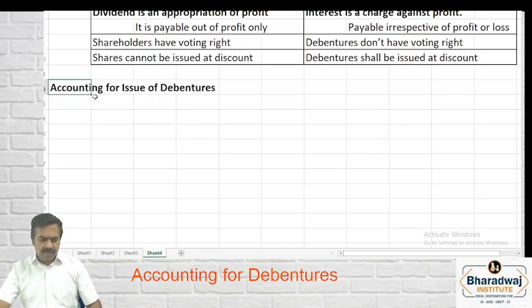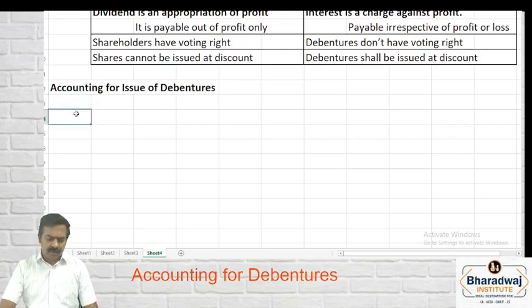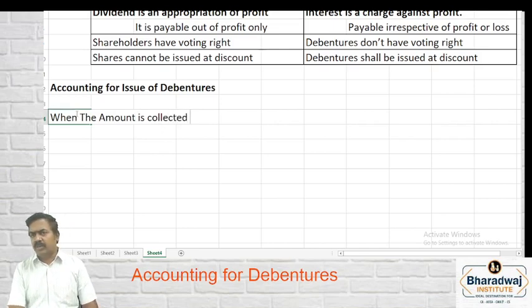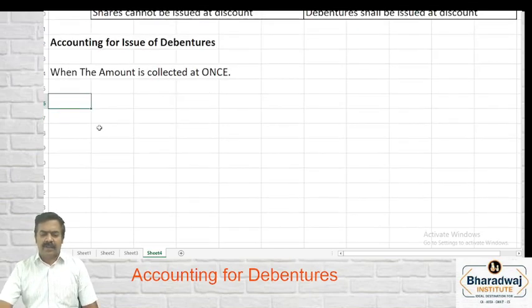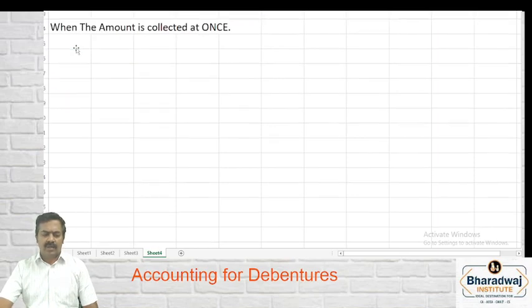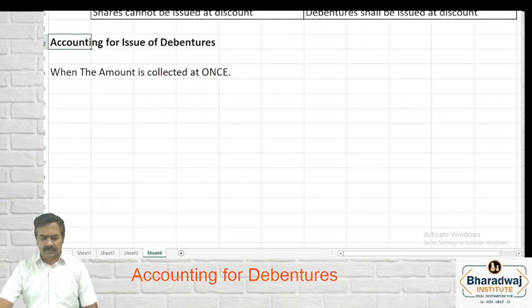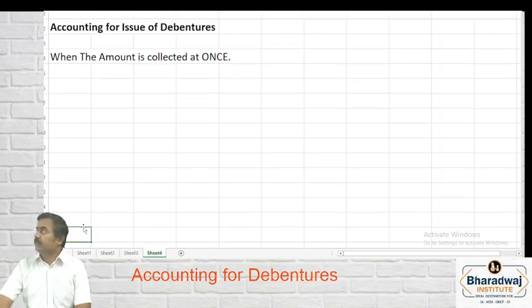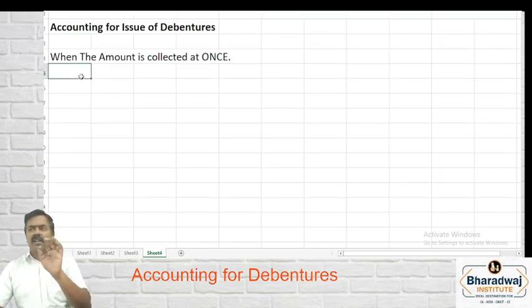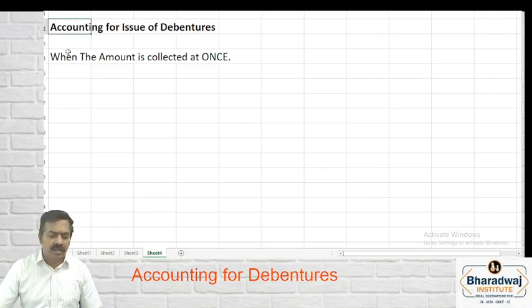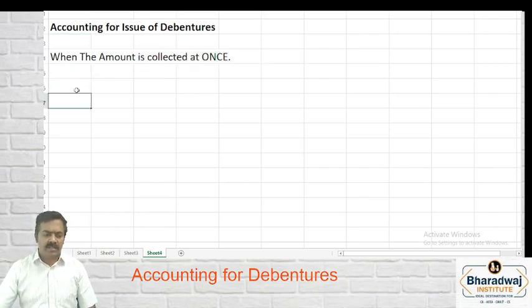Accounting for issue of debentures. When the amount is collected at once, it means there is no application, allotment, first call, final call and all. We will collect the money as a single payment. That is called as what? When the amount is collected at once.